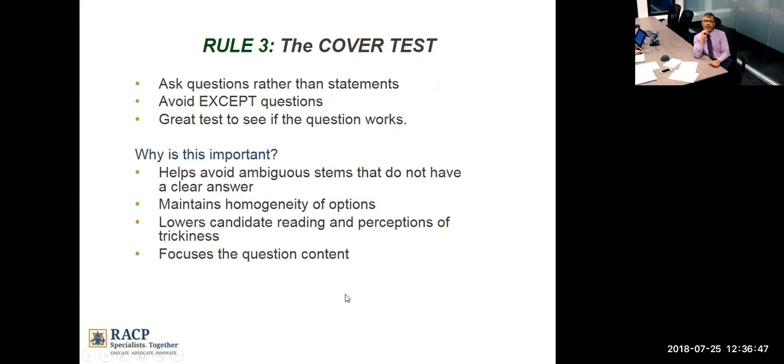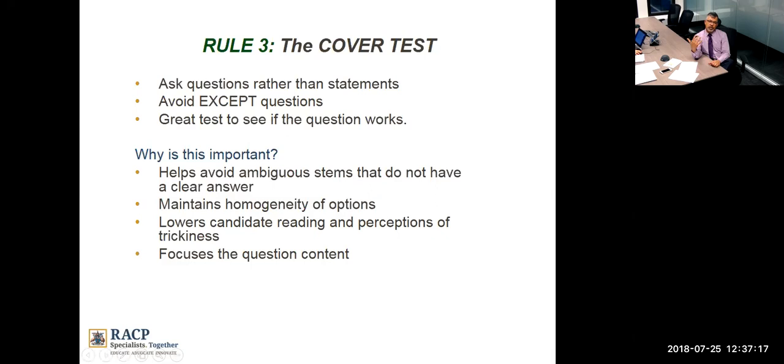Next point, please. Now, the cover test. What we want to do in terms of the cover test, you'll see in a couple of examples, is that these are questions where if you cover up the options, you can't tell what you're trying to assess. So in order to avoid the problems that we detect from the cover test, try and ask questions rather than statements, avoid except questions, and try and figure out if the exam works using the cover test.